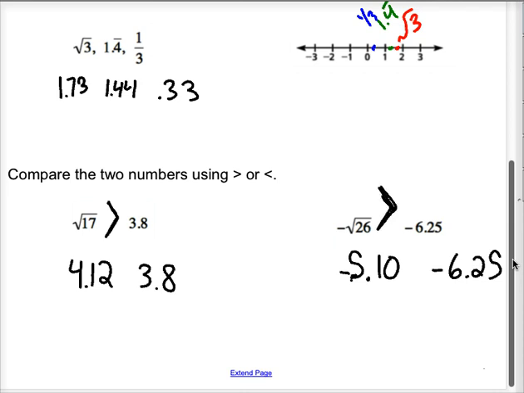Okay, so that one's a little bit tricky. I've seen kids mess this up. When dealing with two negative numbers, again, it's a little bit awkward because the one that looks like the lesser of the two is actually greater because it's the one closer to 0, the one closer to the right. So please make sure you keep that straight because it's very easy to make simple mistakes on that concept.